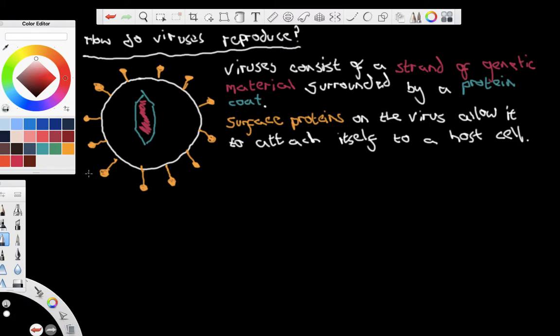So what will happen is these surface proteins will attach the virus to a host cell, and then the virus will insert its capsule or its protein coat into the cell so that its genetic material can join with that of the cell, which will then make new viruses.